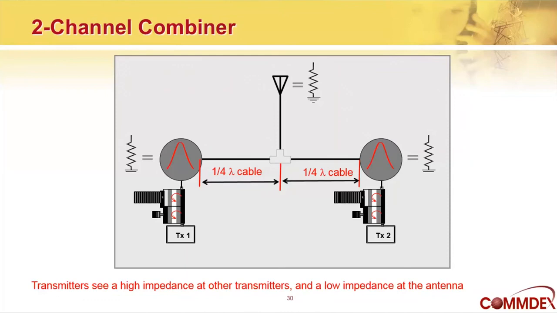So in addition to the isolation provided by the isolator and the bandpass filters, we're also taking advantage of the length of transmission line to try to give us the high impedance paths to any other transmitter and the low impedance path to the antenna. So there's really 3 different things being used in the transmitter combiner to make sure that these high-powered signals don't feed into other transmitters.